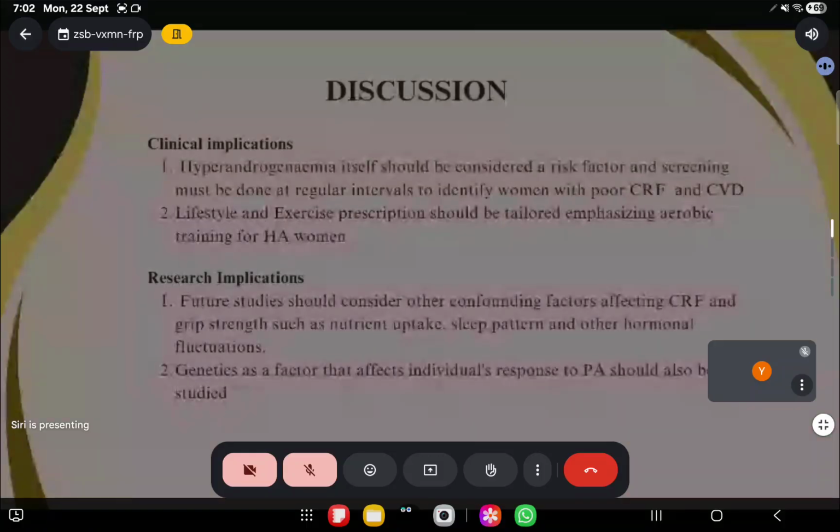In research implications, the future studies must definitely consider confounding factors like cardiorespiratory fitness and grip strength, and factors that affect them, such as nutrient intake, sleep pattern, and hormonal fluctuations, and they should be studied. Genetics can also act as a factor and affects the individual's response to physical activity, and how this will be affecting our study should be done in the future.